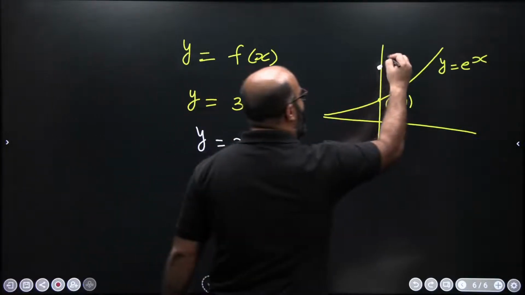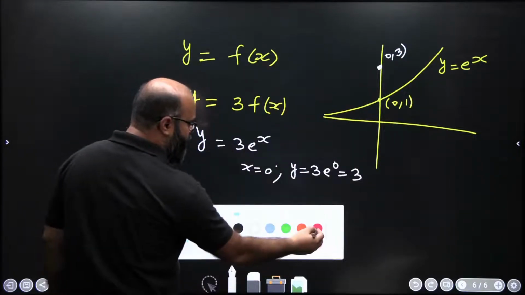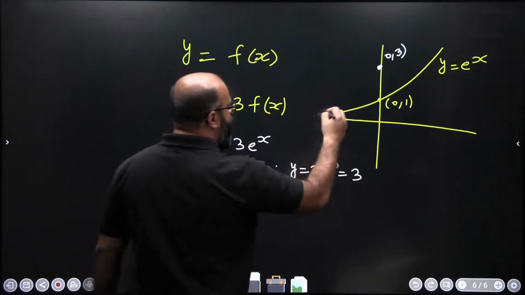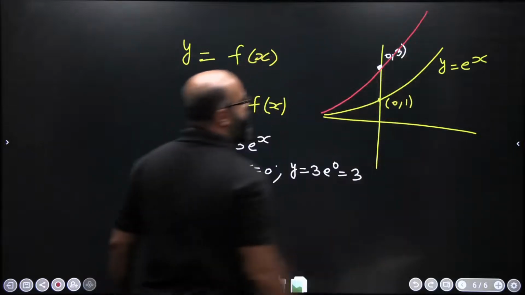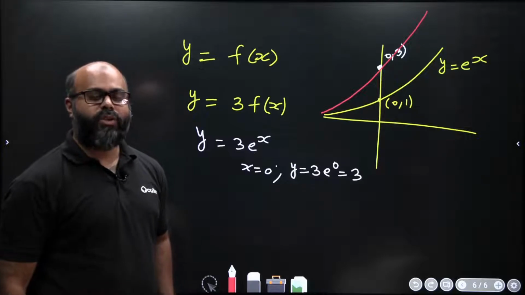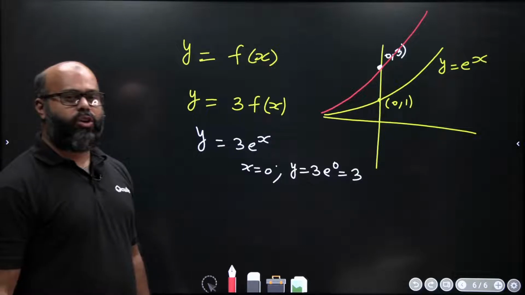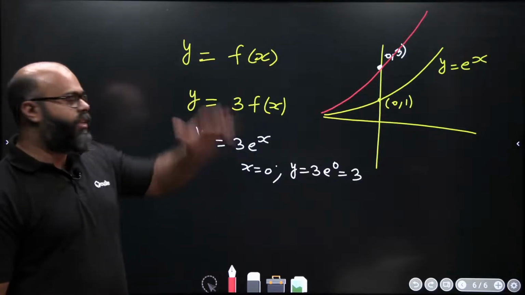So this is (0, 3), and the graph would finally be something like this. Here it goes like this. So it still is the exponential graph, but it is steeper, as you can see clearly from here, because the output is getting multiplied by 3. So it got stretched 3 times vertically.